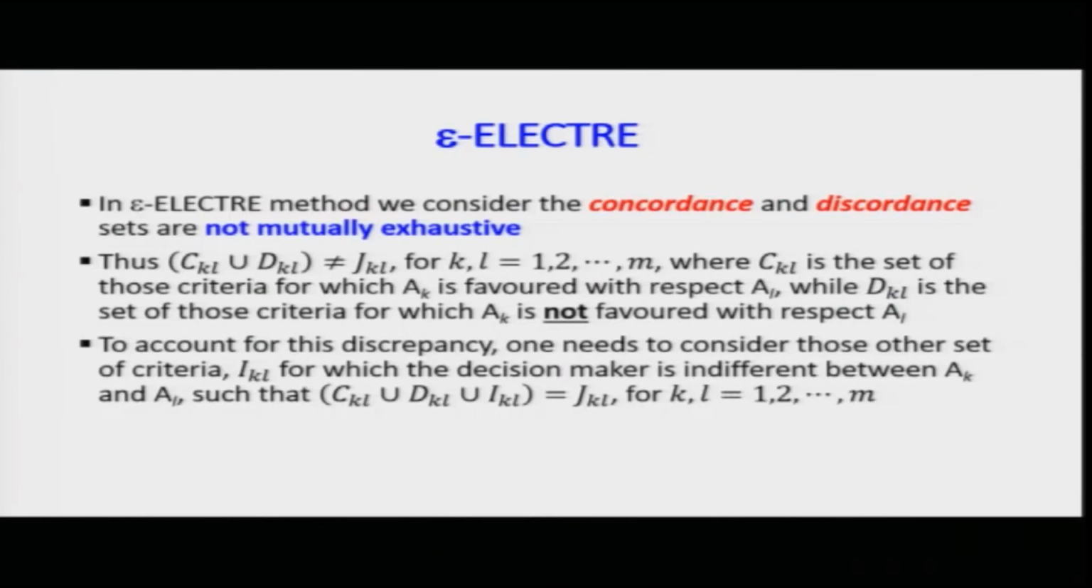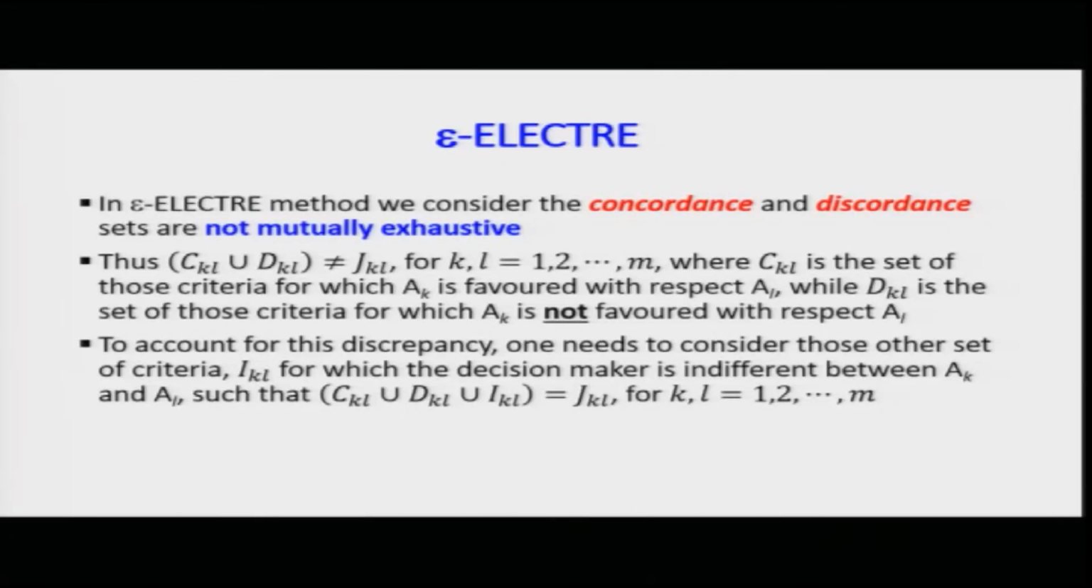In the epsilon ELECTRE method, we consider that the concordance and discordance sets are not mutually exclusive. So, if you remember in the concordance and discordance sets, the values 1, 2, 3 which were coming out, which are basically the alternatives, you were clubbing them either in the C set or in the D set. There was no case where for any one of the alternatives you were indecisive about whether to club it in the C set or in the D set. We are going to consider that now.